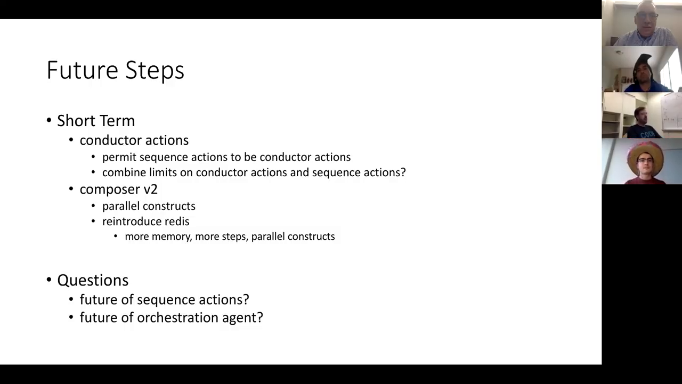The last element I have on the slide here is that conductor actions today are limited to 50 steps, because we want to make sure, just like sequences, that we throttle properly and control the resources properly. But conceivably, we could do longer compositions by running 50 steps, storing the results in Redis, and then eventually resuming. So that's the third reason to have an external data store.